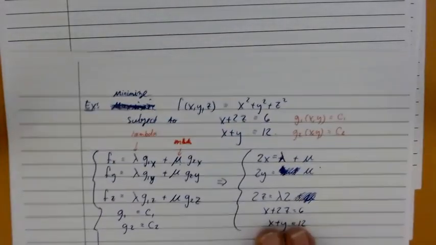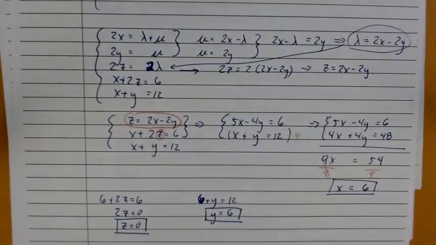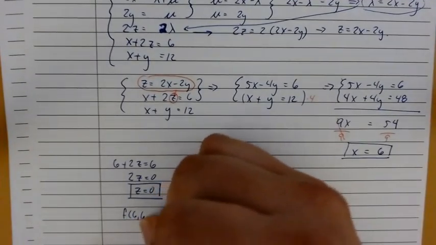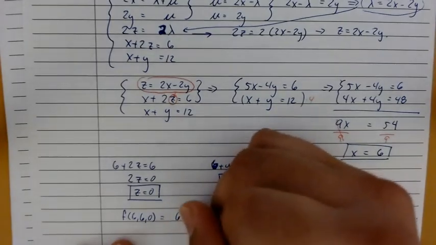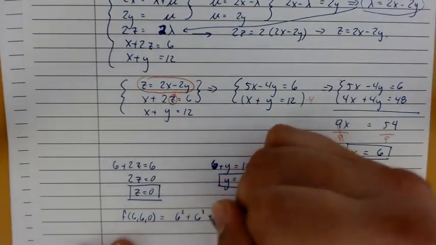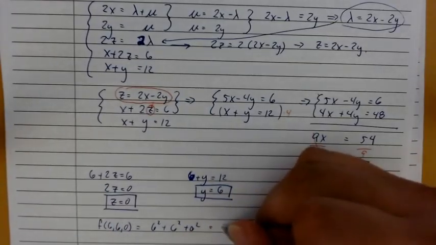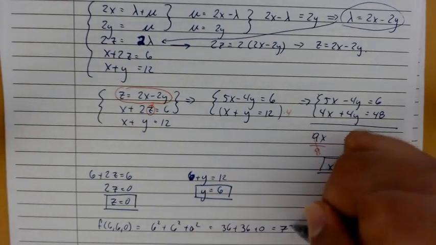Here the question was we're trying to minimize this function. So now we can actually answer the question. We now know the values of x, y, and z that make that happen, so we can go ahead and plug that in. F of 6, 6, 0 is equal to 6 squared plus 6 squared plus 0 squared. That'll give us 36 plus 36 plus 0, which is 72.